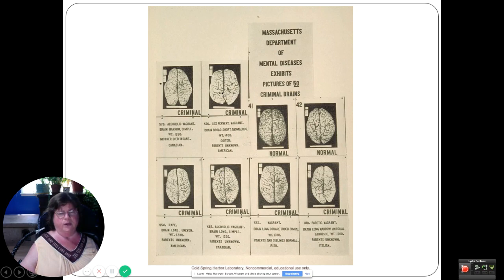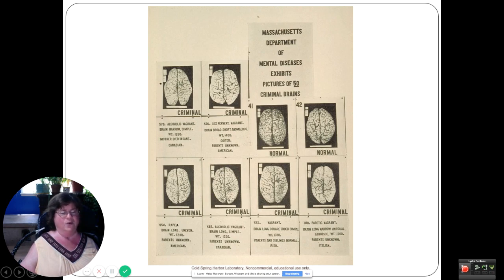You can see the brain is broad with short annulus. Then it has the weight. And this brain, the person had a goiter, which means it had a big lump on his neck. And the parents were unknown. This guy was American. You can see the difference, right?